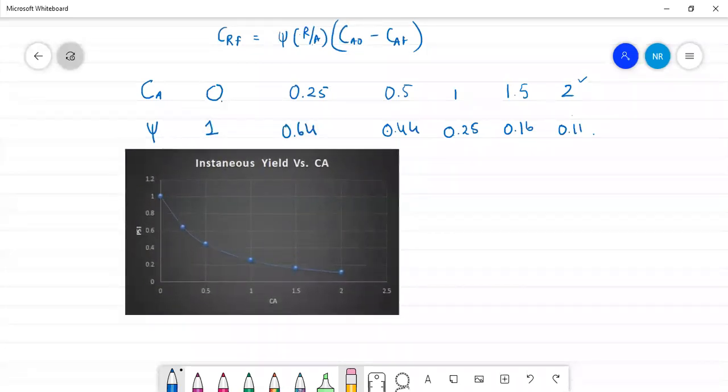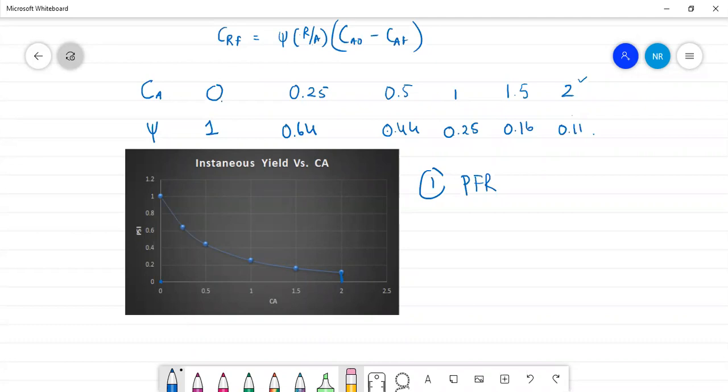Now, first question: if I want to use the plug flow reactor, for example PFR, then how to calculate for PFR? So first we have to calculate the area under the curve. CA0 is 2, CAF is equal to 0. So for the area under the curve, we have to find the number of boxes.